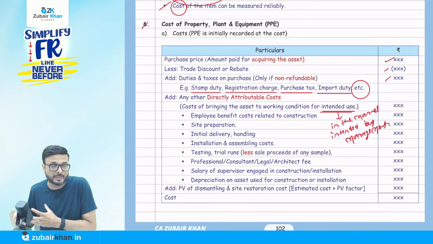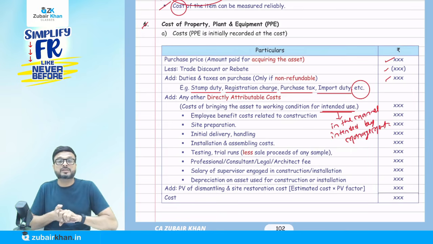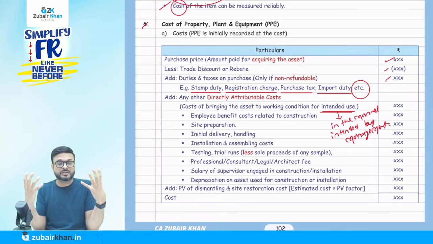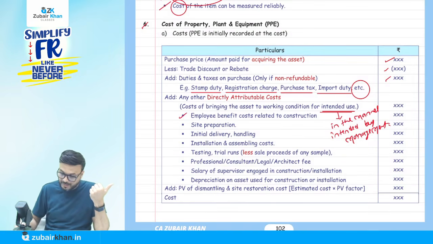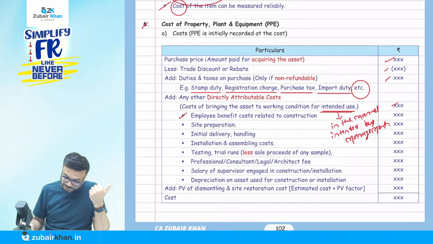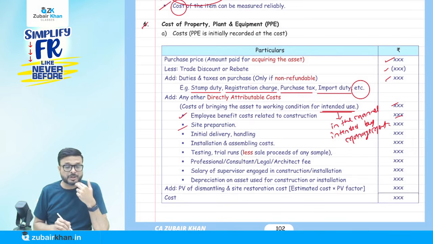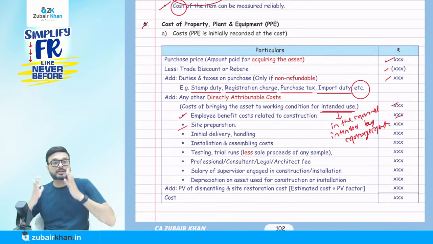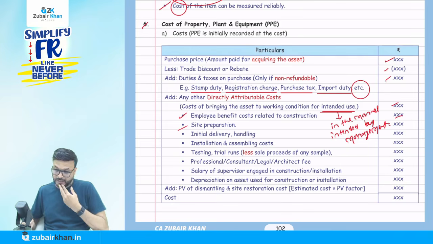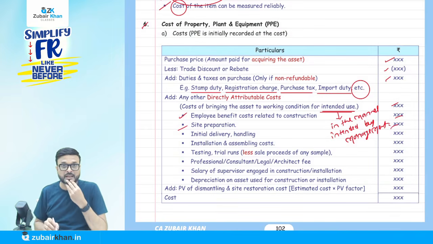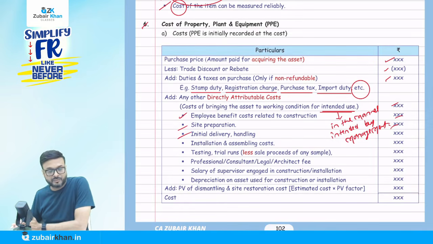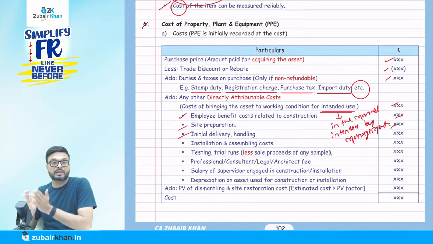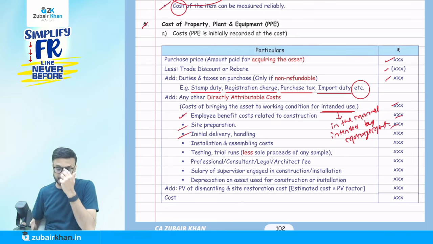Let's take an example. The employee benefit cost related to construction. We are doing the construction of an office building, so we are paying wages. That is part of the cost of the PPE. Then the site preparation: before we do the installation or the construction of a building, we have to do the site preparation. Then the initial delivery and all these costs we incur before the asset is ready in the manner intended by the management.